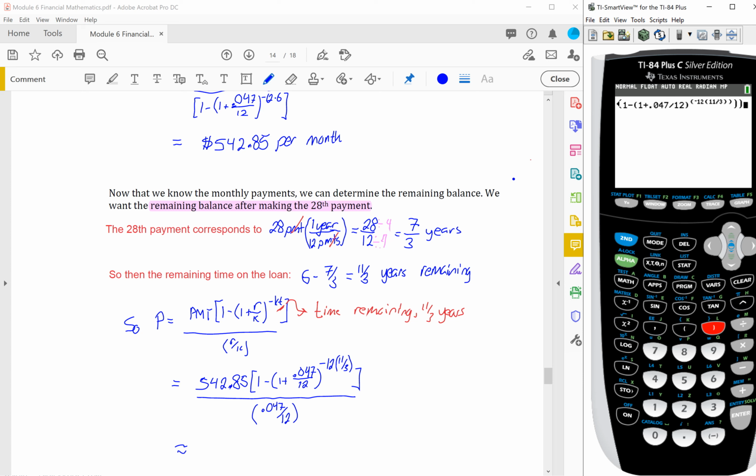That one represents the close of my numerator, divided by, oh, I hit clear. That's terrible. I hit the wrong button. I've got to type it all again. 542.85, 1 minus 1 plus 0.047 divided by 12, parenthesis, raised to the negative 12 times the 11/3 of a year that remains.